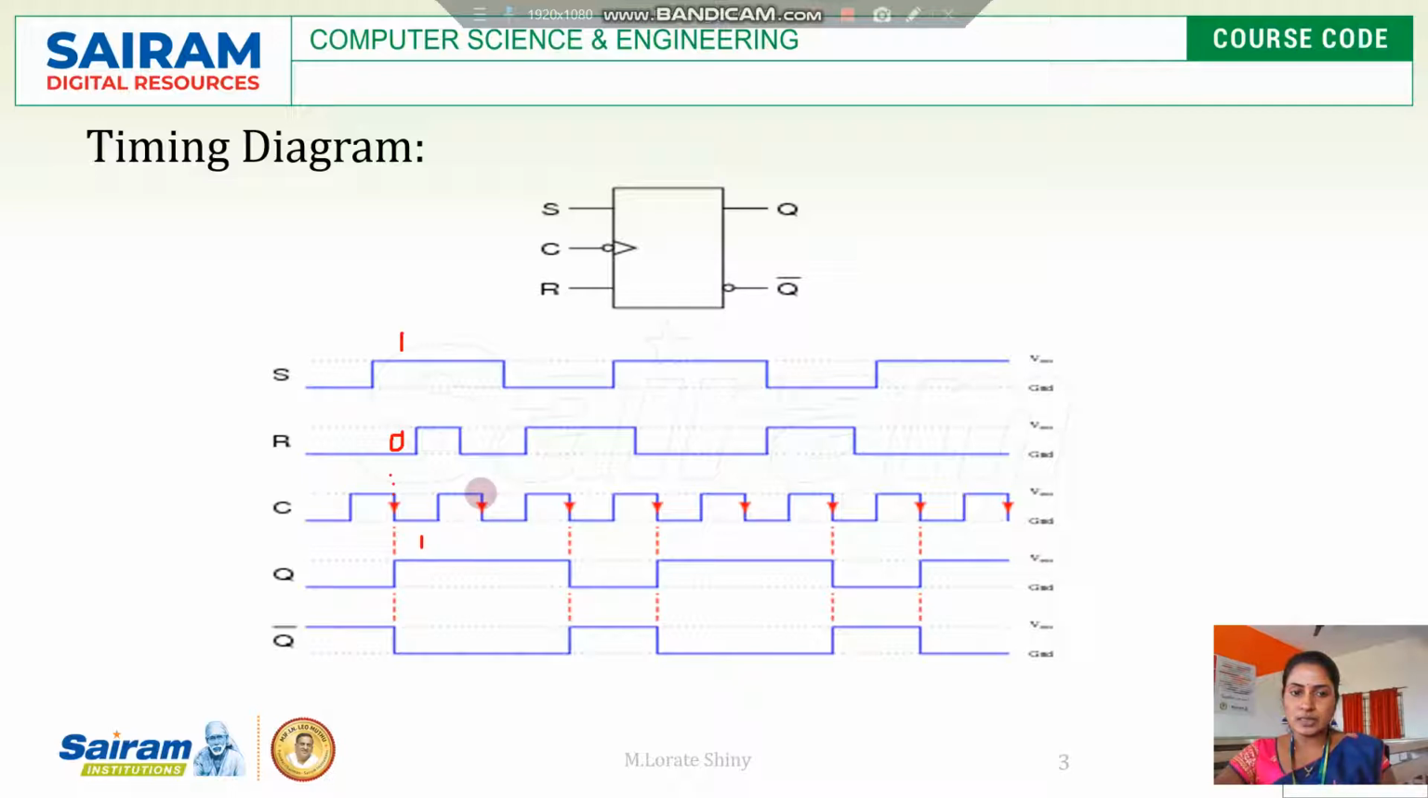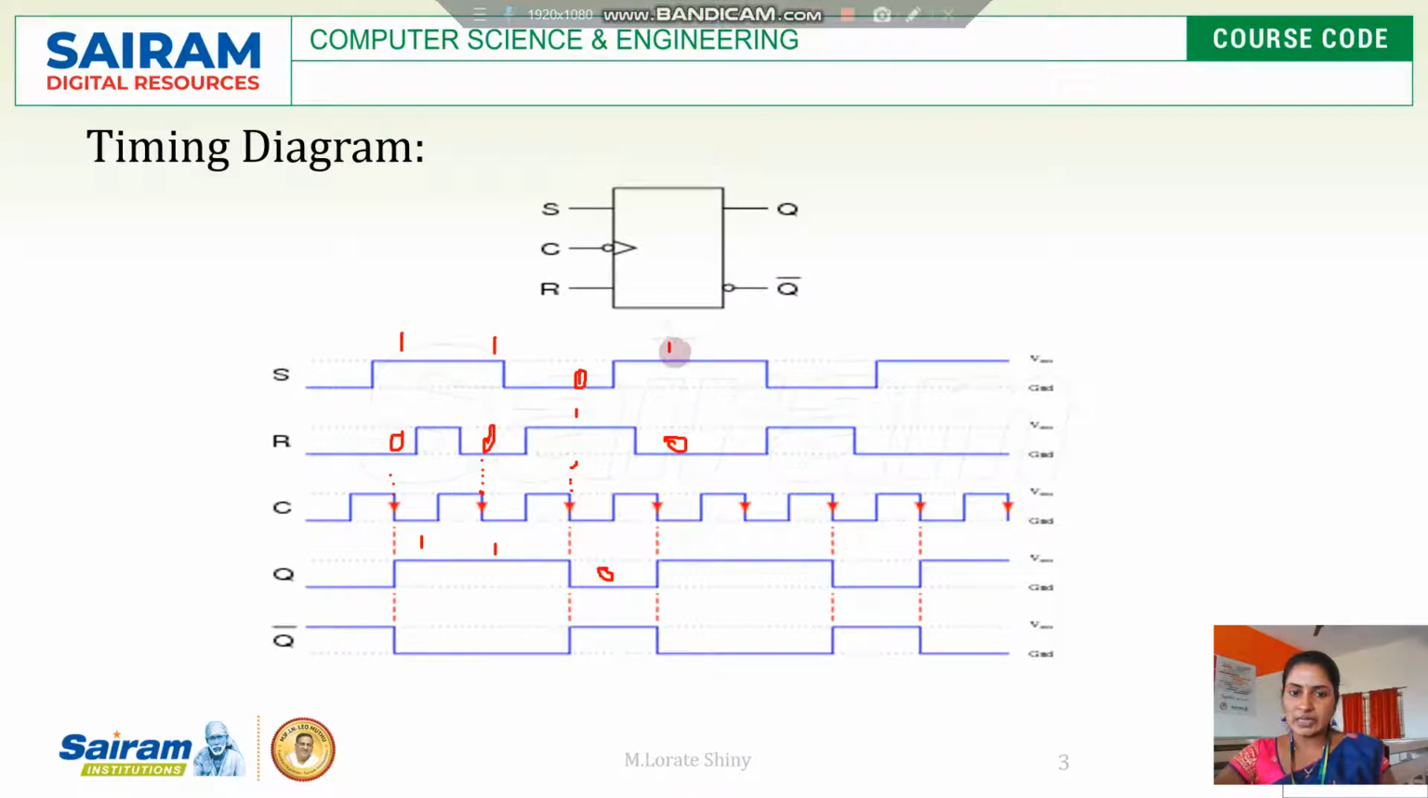In the next negative edge, again S is 1, so Q is also 1 again. Next, at this point R is 1, S is 0. So whenever reset is 1, your Q will be 0. So it became 0.